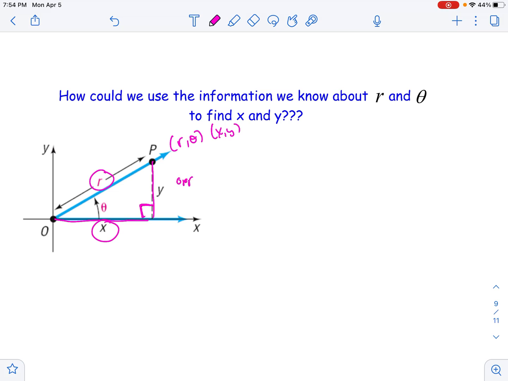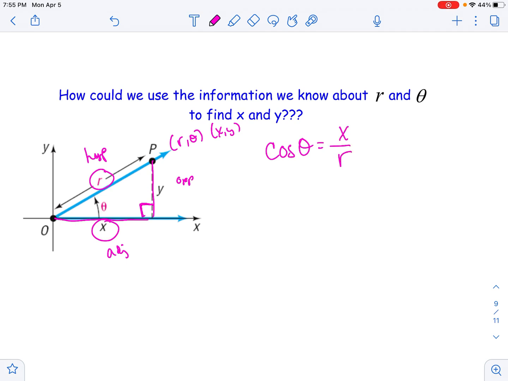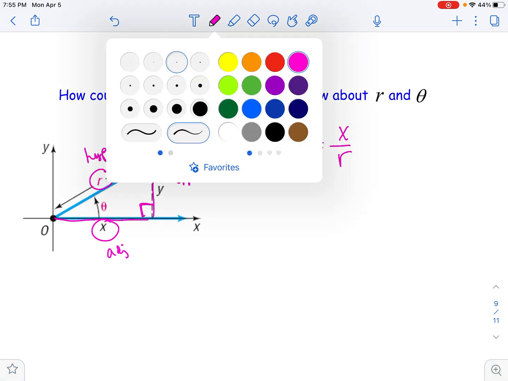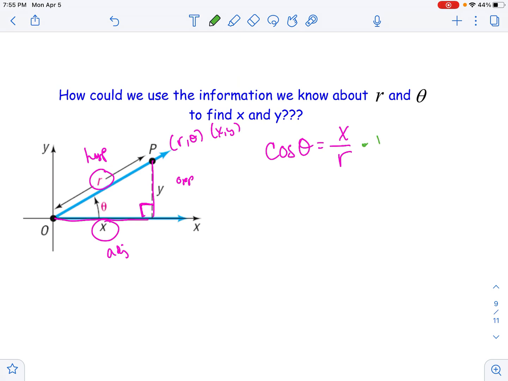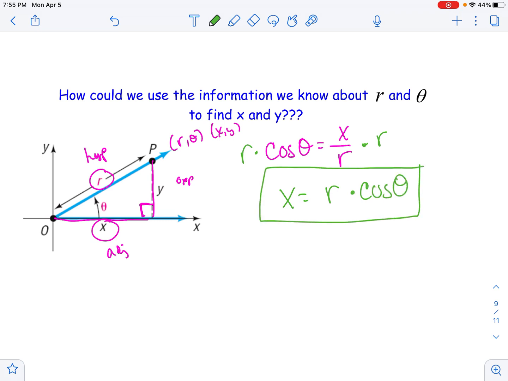Okay, so this is my opposite side of theta. This is my adjacent side of theta, and then r is my hypotenuse. So I know that cosine of theta has to be adjacent over hypotenuse. So in this case, it's x over r. Okay, and that's something that we've talked about before. If I multiply both sides by r, that gives me x is equal to r times cosine theta. And that right there is my link between theta and r and the x value.